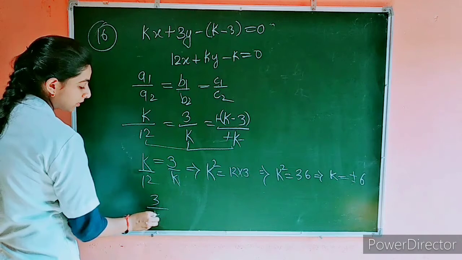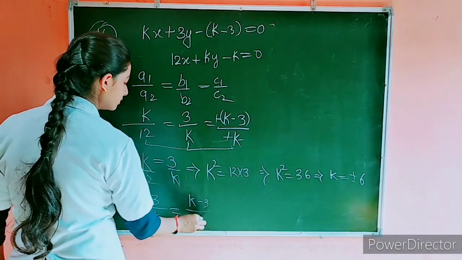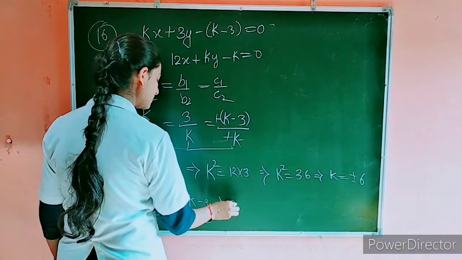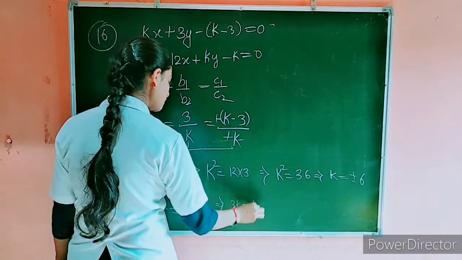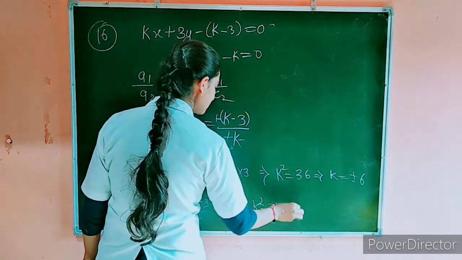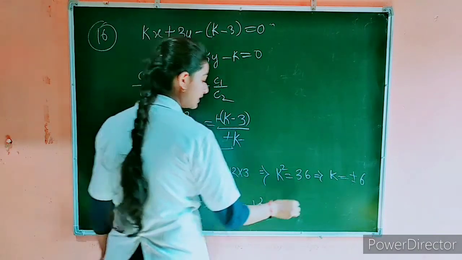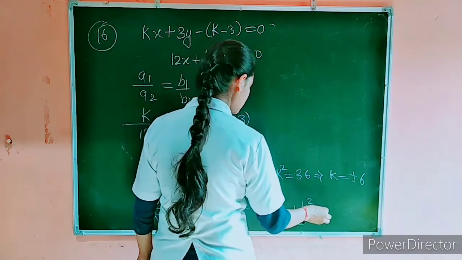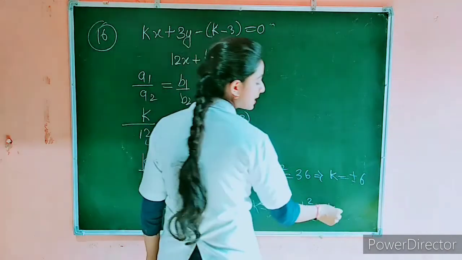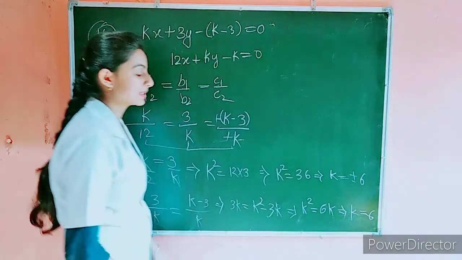Now taking the second and third ratios: 3/k = (k - 3)/k. By cross multiplication we get 3k = k square - 3k. Taking 3k to this side, k square = 6k. Now one k will cancel, and we get k = 6.